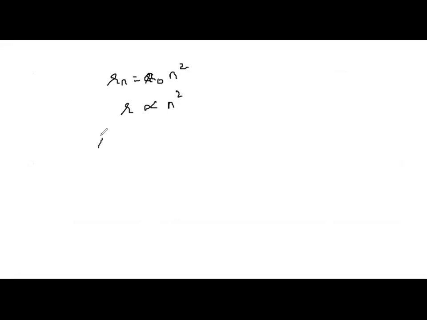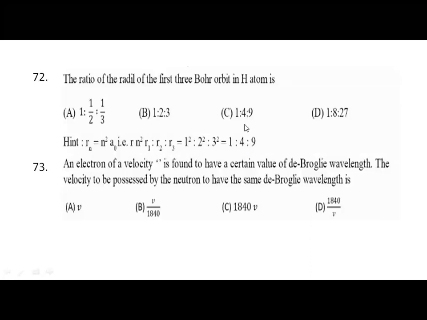So if I take 3 Bohr's radii, R1 is to R2 is to R3. First orbit 1 square, second orbit 2 square, third orbit 3 square. So this comes out to 1 is to 4 is to 9. The explanation is already given there, 1 is to 4 is to 9, so it is option C which is correct.